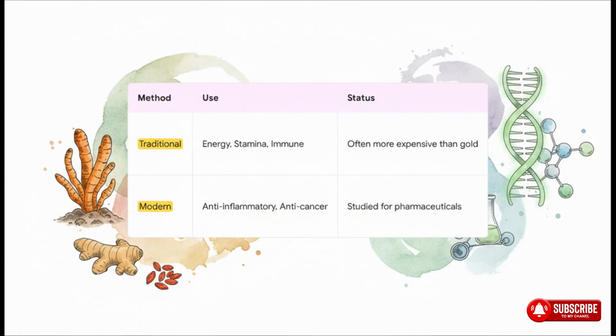But here is the final and maybe the most incredible twist in this whole story. Far from being a threat to us, humans have actually been using cordyceps as medicine for centuries. A totally different species, of course. It's been used in traditional medicine as this powerful tonic for energy and immune support. Sometimes it's literally more expensive than gold. And today, modern science is studying its compounds for powerful anti-inflammatory and even anti-cancer potential.